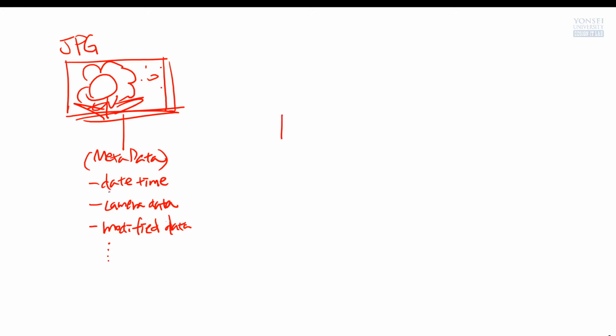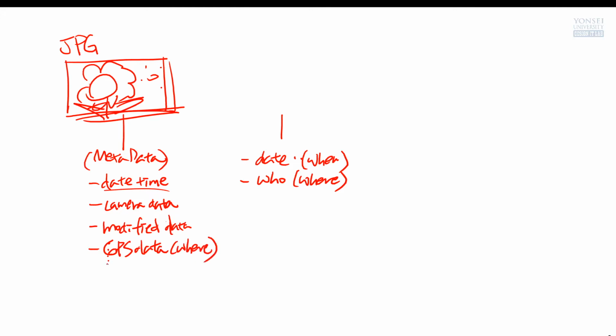We need, of course, the date and time, and who took this picture. When is also included in here, but where? Actually, if the camera has GPS data, that is also included in this picture. But to human beings, GPS data is latitude and longitude, some kind of numbers. They need something like this.